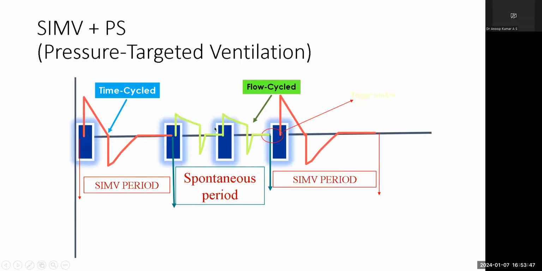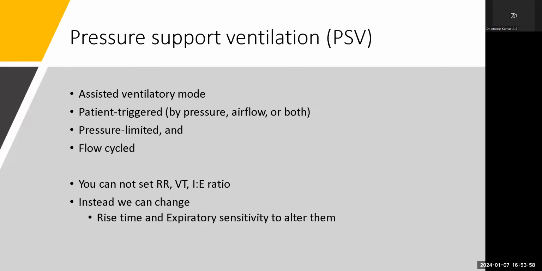So in the spontaneous breath, you can have a pressure support. Suppose the patient is delivering a low tidal volume, we can give pressure support like in CPAP with pressure support. Then that volume will be increased. So it is again assisted when you come with the pressure support ventilation, our common weaning mode. This is an assisted ventilatory mode. It is patient triggered by pressure, airflow, or both, and it is pressure limited and flow cycled. And you cannot set respiratory rate, tidal volume, or I:E ratio here. Instead, we can change rise time and expiratory sensitivity to alter them.